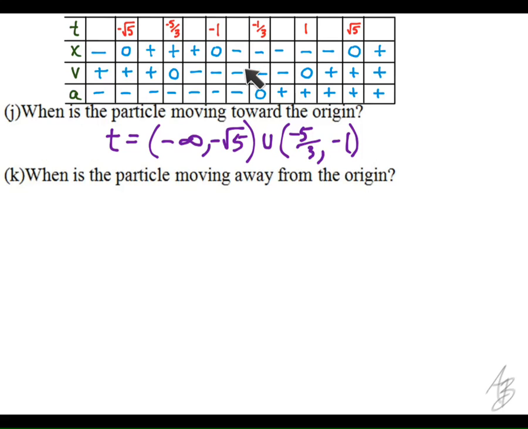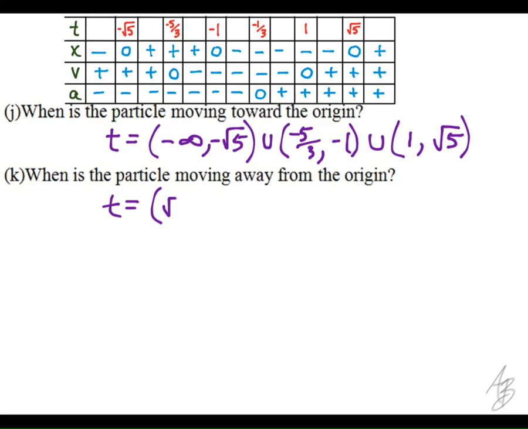Here they have the same sign, and here they have the same sign. Here they have different signs, so it will be moving toward the origin on that region from 1 to the square root of 5. It will be moving away from the origin when the position is positive and the velocity is positive, or the position is negative and the velocity is negative, and that actually turns out to be the inverse of the regions that we just found.